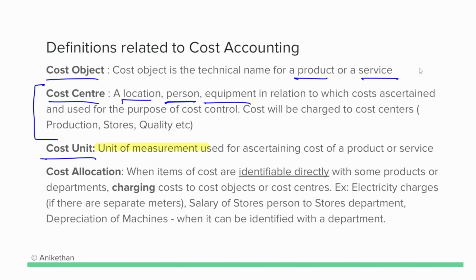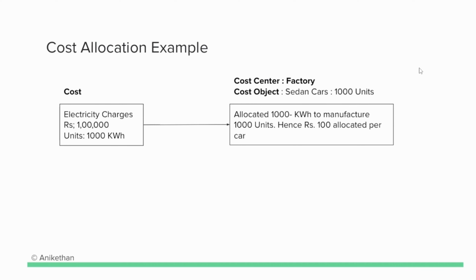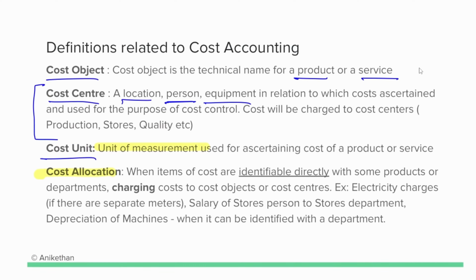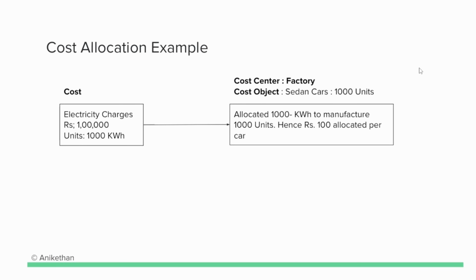Next is cost allocation, very, very important. I will teach you the difference between cost allocation and cost apportionment together. So you have allocation. Let's take an example of a car chassis. One chassis goes to one car, directly, correct? So this is allocation.